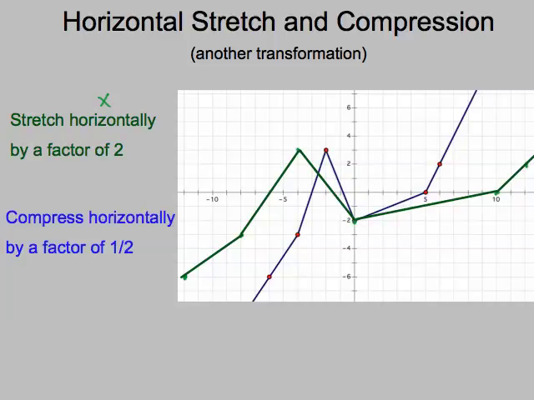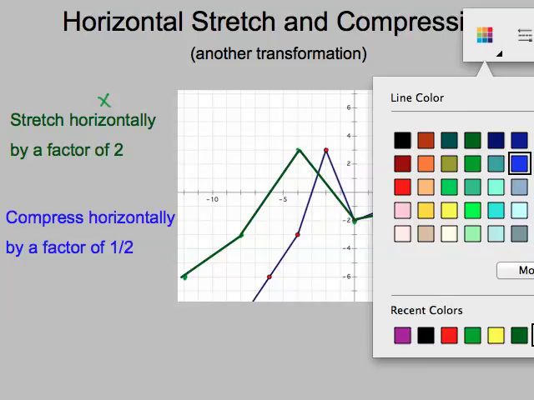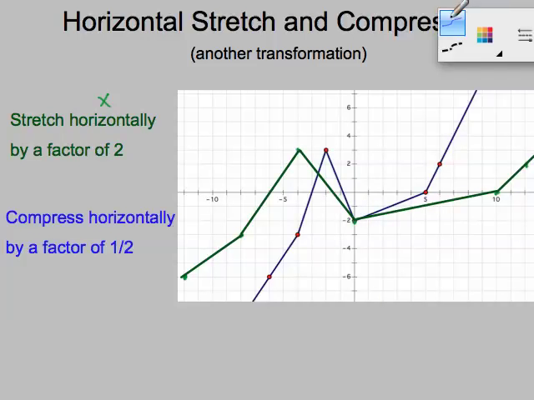Now let's try to compress horizontally by a factor of 1/2. When I compress horizontally by a factor of 1/2, I'm going to go back to my original graph again, and I'm going to multiply all of my x values by 1/2 because I'm doing a horizontal compression. It's a change in the x values. A 6 now becomes a -3. -6 times 1/2 is -3. -4 times 1/2 is -2. 0 times 1/2 is still 0, so that one doesn't change.